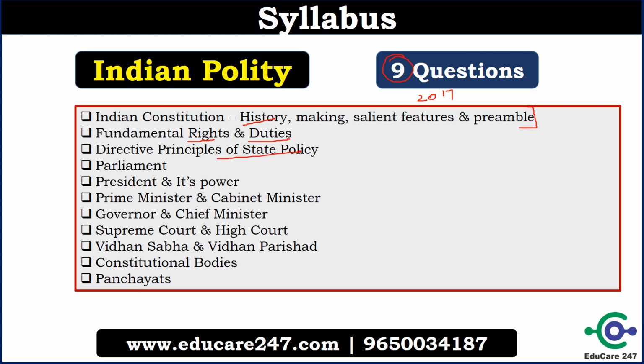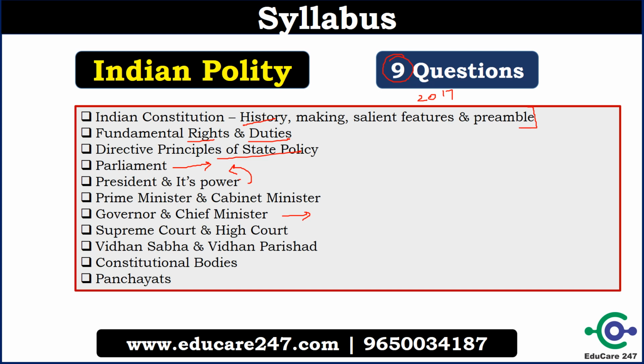Then we'll see the Parliament. Under the Parliament, we'll see the Lok Sabha and Rajya Sabha. Then the President and its power. The President is part of Parliament, so we'll discuss this. Then we'll see the Prime Minister and its cabinet. After that, we'll see the Governor and Chief Minister. Now we have moved to states. Then we'll see the Supreme Court and High Court.